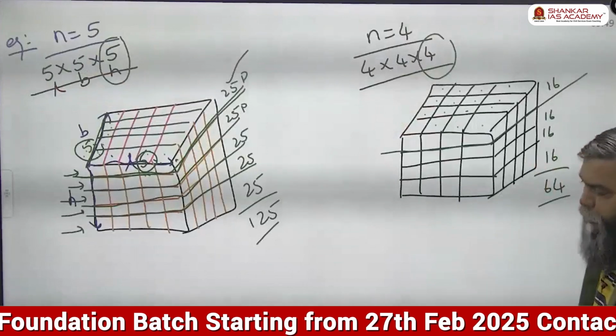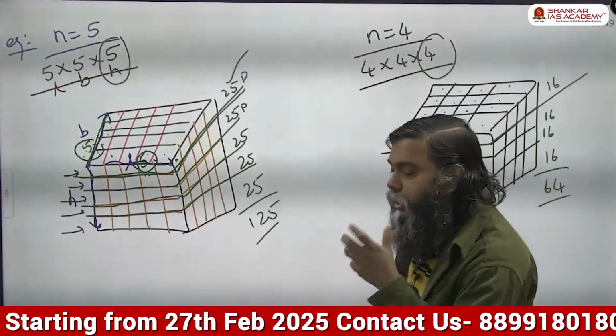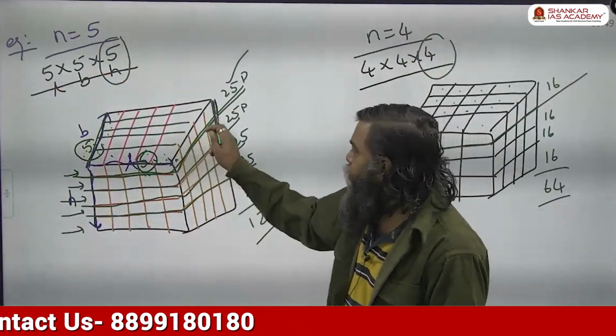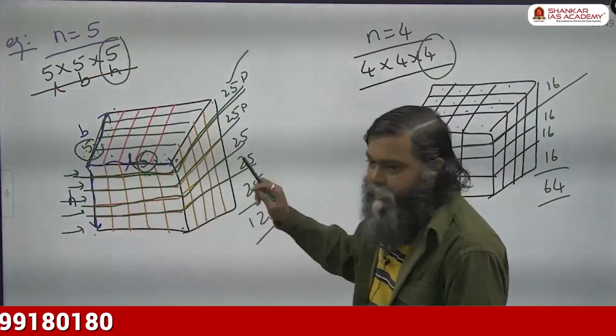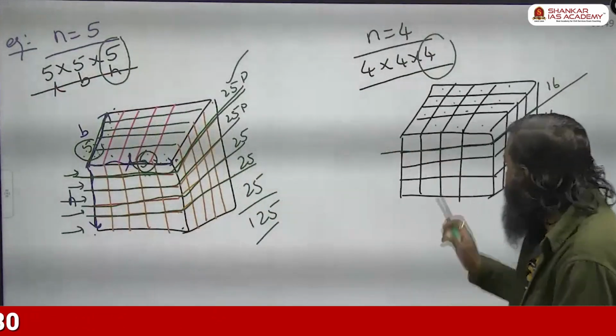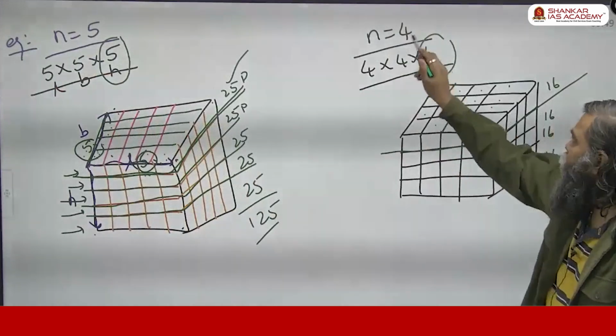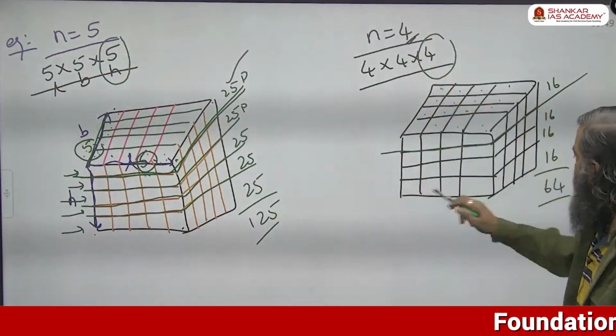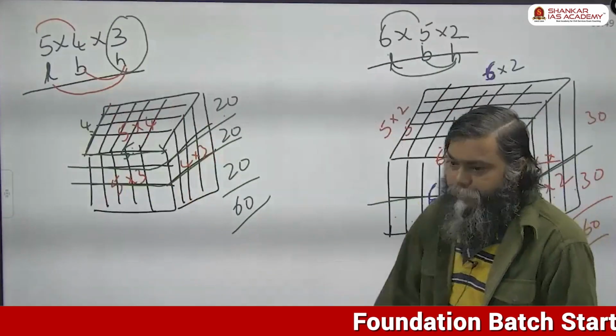How many rows are there? 5 rows. How many corner pieces are there? 1, 2, 3, 4, 5, 6, 7, 8. 8 corner pieces. How many rows are there? n equal to 4 means 4 rows. Understand this? How many corner pieces are there? 8.